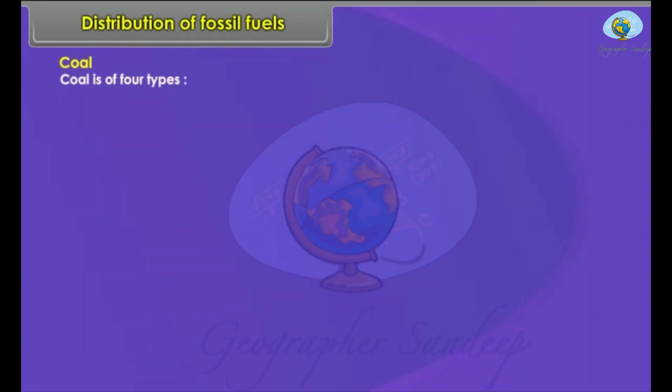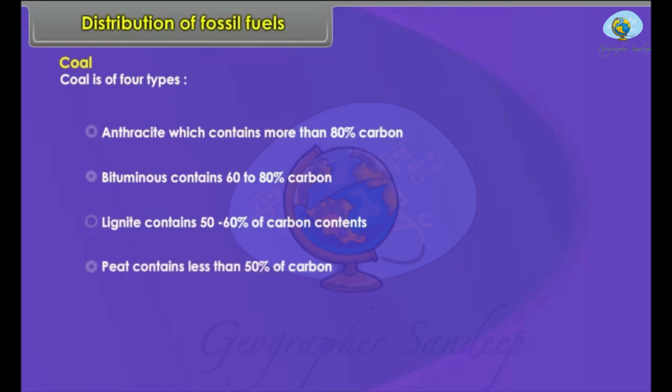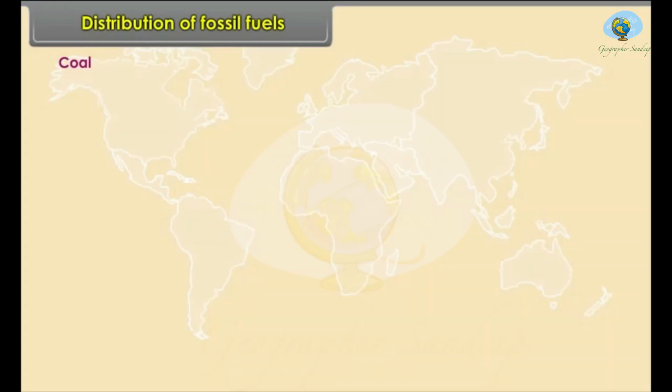Coal is of 4 types. They are anthracite, which contains more than 80% carbon. Bituminous contains 60 to 80% carbon. Lignite contains 50 to 60% carbon. Peat contains less than 50% carbon. Coal. World distribution: Russia, USA, China, Australia, parts of Western Europe, South Africa and India.